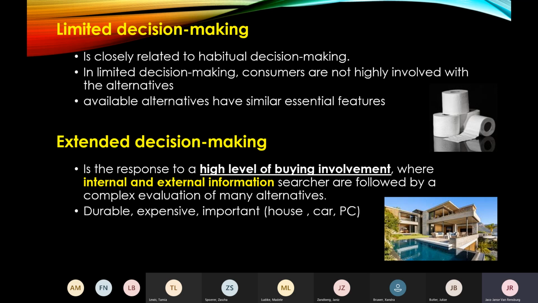Limited decision making, as opposed to what we have addressed so far, is very similar to habitual. There's no real alternative available. What else can be used for the purpose that toilet paper is used?